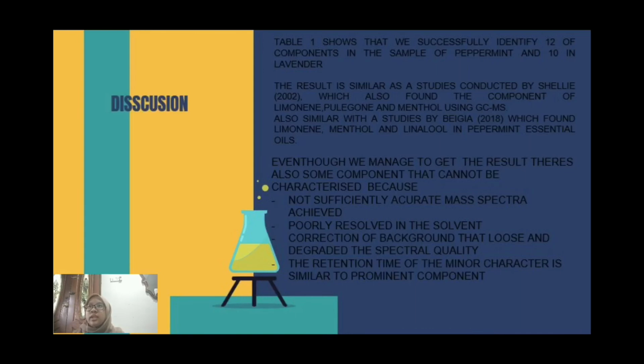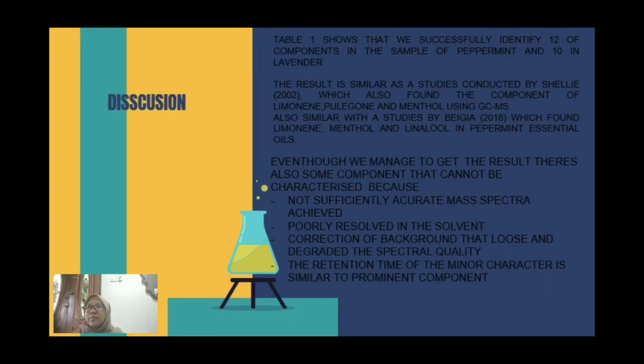Even though we managed to get the result, there are also some components that could not be characterized because sufficiently accurate mass spectra were not achieved. It was further resolved in the solvent. Also, the correction of the background that was loose degraded the spectral quality. The retention time of the minor component is similar to the prominent component, so the minor component cannot be characterized.